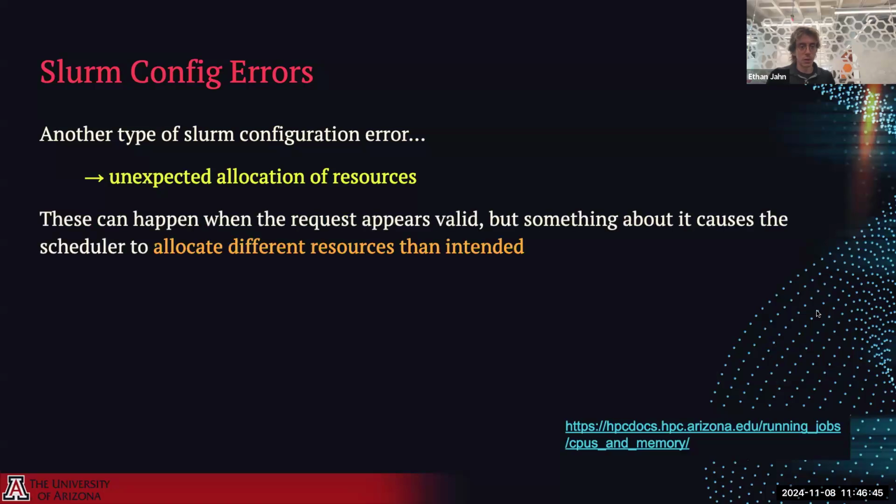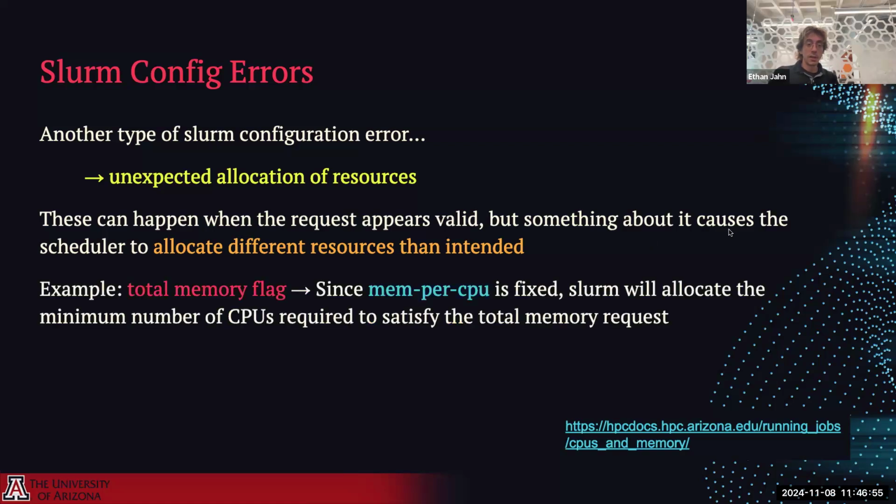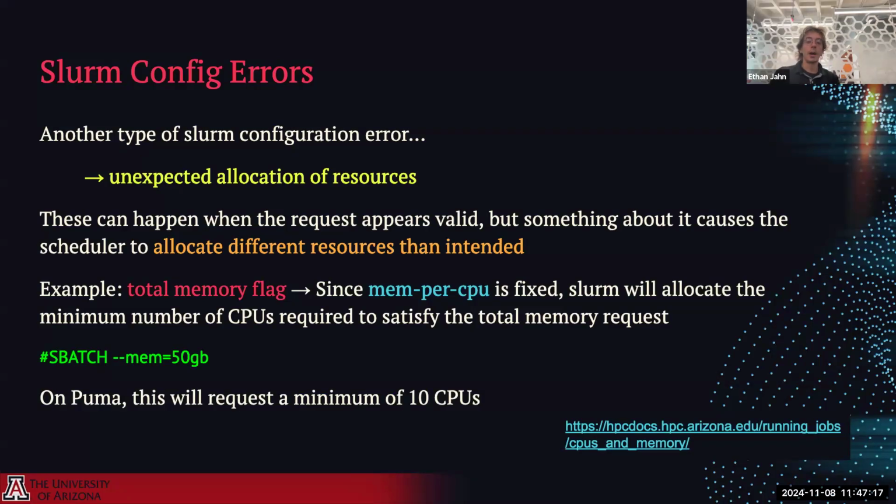But just to give an overview here, these can happen when the request appears to be valid, but something about it causes the scheduler to allocate different resources than you intended. So an example could be using the total memory flag. Since the amount of memory per CPU is fixed on our system, Slurm will allocate the minimum number of CPUs required to satisfy the total memory request. So if I put in a very high value of total memory and I only wanted one CPU, then I might have a higher amount of CPUs on my job than I expected.